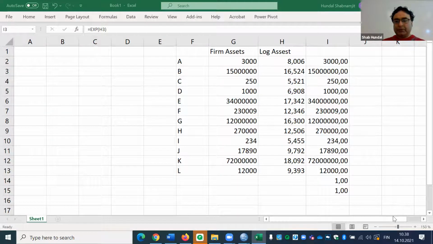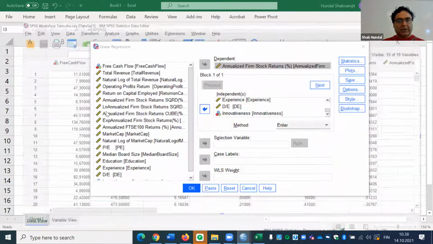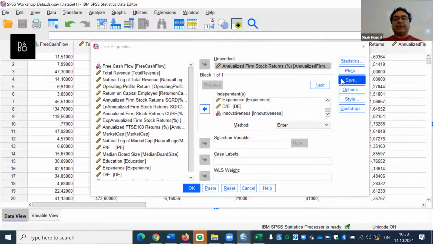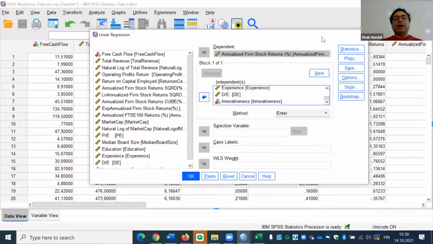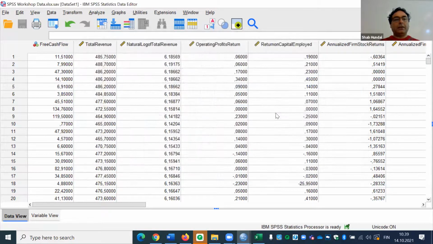Okay, so let's go back to the SPSS workspace. Let me know if you can't see it. Now the variables are selected and we know in which form they are selected. I have not taken free cash flow because that is also an absolute value. But if I create one more column in Excel, or in fact you can transform the variables even in SPSS. You don't have to transform in Excel and then bring them to the SPSS workspace.